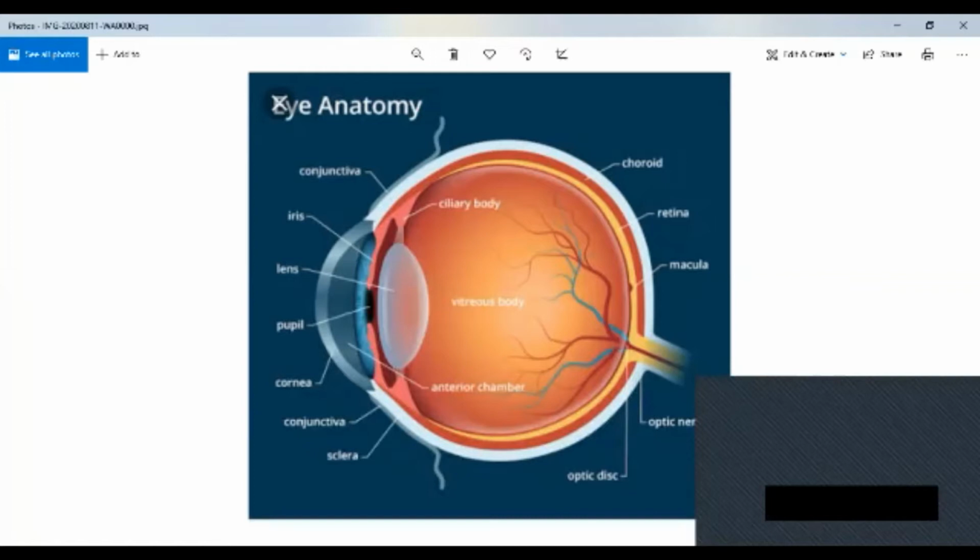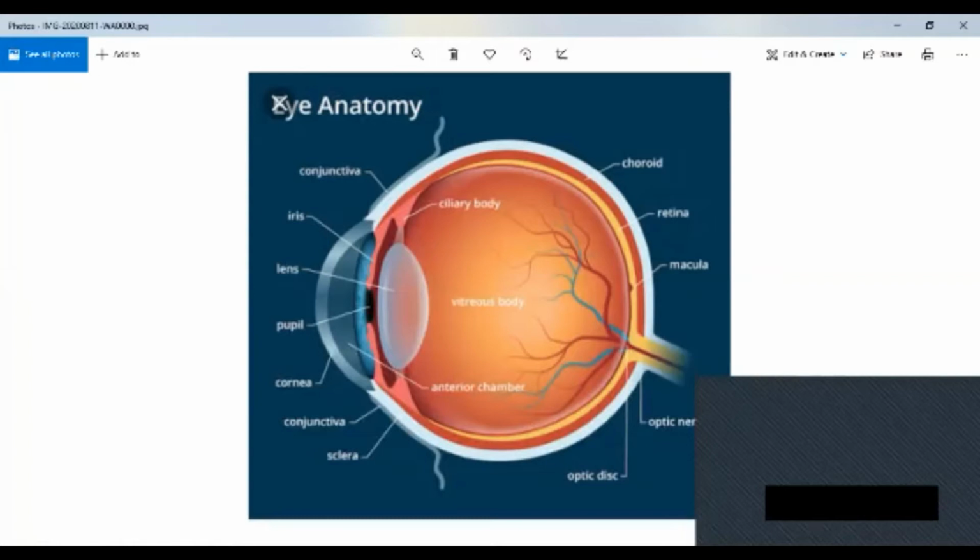Then comes the ciliary body or the ciliary muscles. The ciliary muscles are circular muscles seen around the lens. Altering the curvature of the lens, increasing or decreasing it, depends on the relaxation and the contraction of the ciliary muscles.